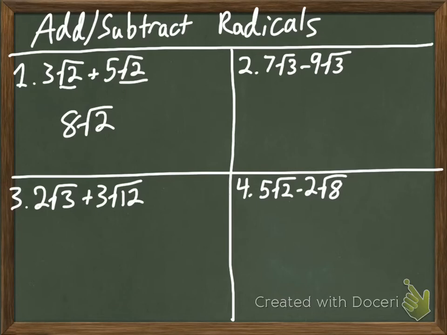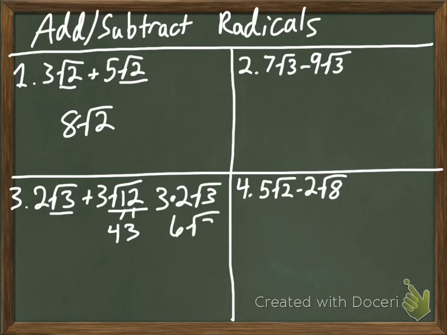Now I'm going to jump down here to number 3. We see here that we have 2 square root 3 and 3 square root 12. Sometimes you may have to simplify a radical before you can add or subtract. We know we can simplify the square root of 12. It becomes 4 and 3. So this becomes 3 times 2 square root 3. So this becomes 6 square root 3.